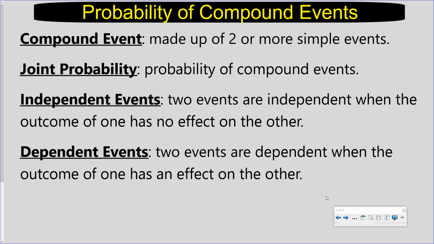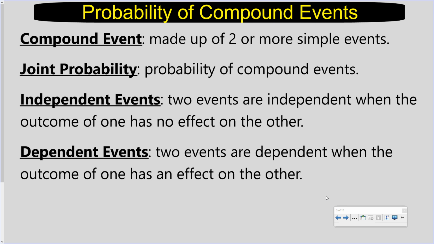Independent events are 2 events where the outcome of one has no effect on the other. It's like rolling a 2 and then rolling a 6. Rolling a 6 does not get more or less likely based on whether or not you rolled the 2 to begin with. They're just 2 things happening that have no effect on each other.